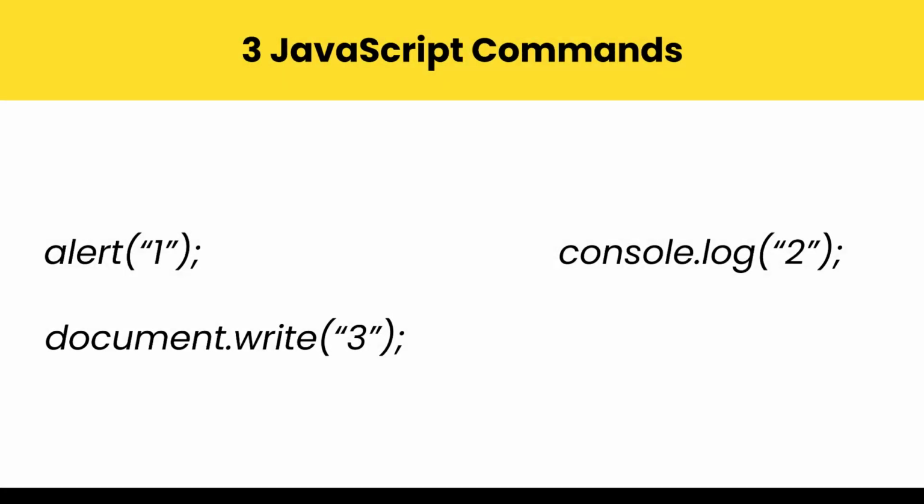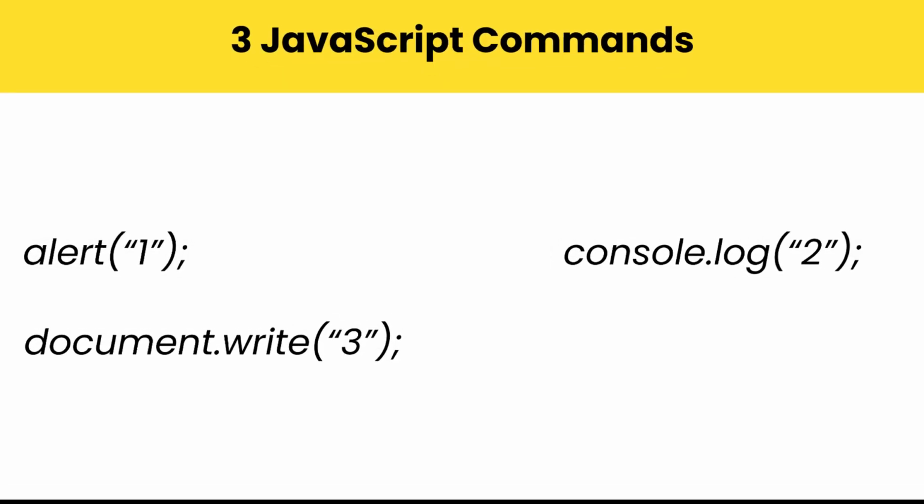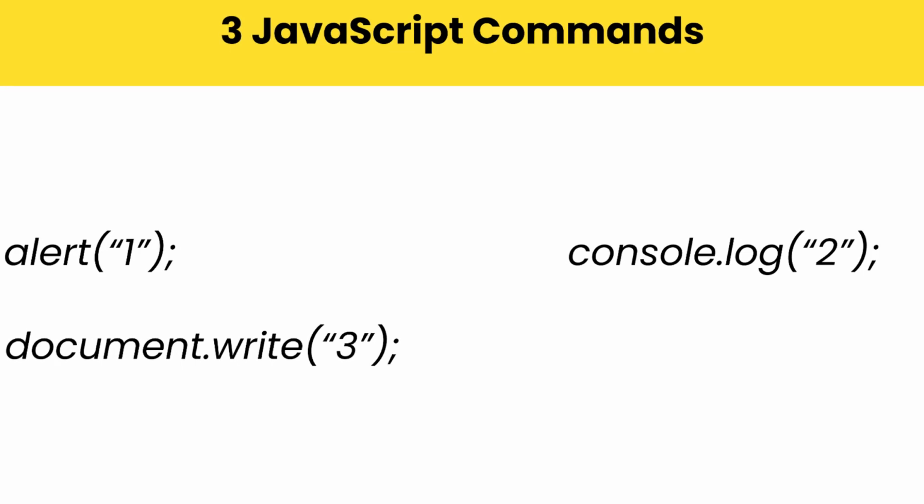Okay, so far we have learned 3 different ways to output messages with JavaScript, such as a dialog box using the alert command, writing directly to the console using console.log command, and writing to the current web page using document.write command. Now, let's make use of what we have learned so far and create a small JavaScript program.